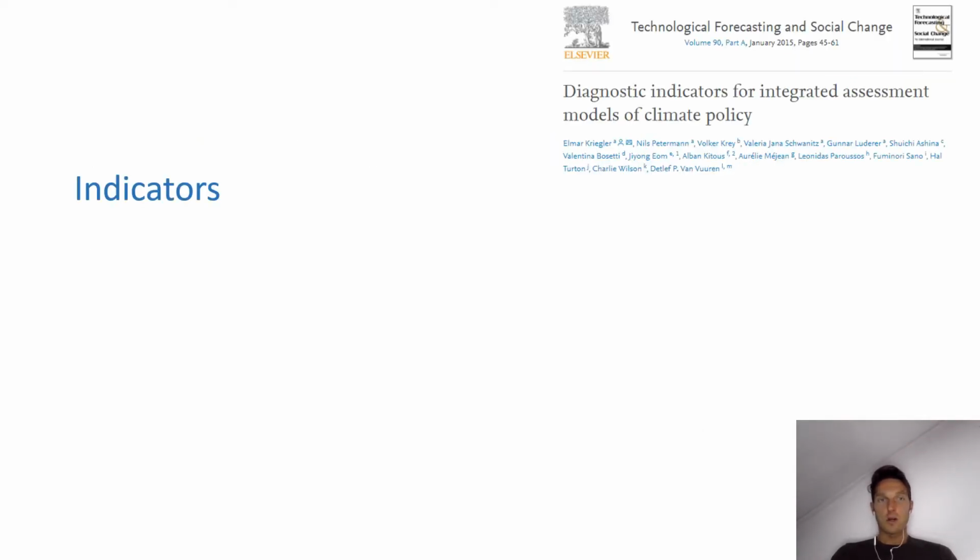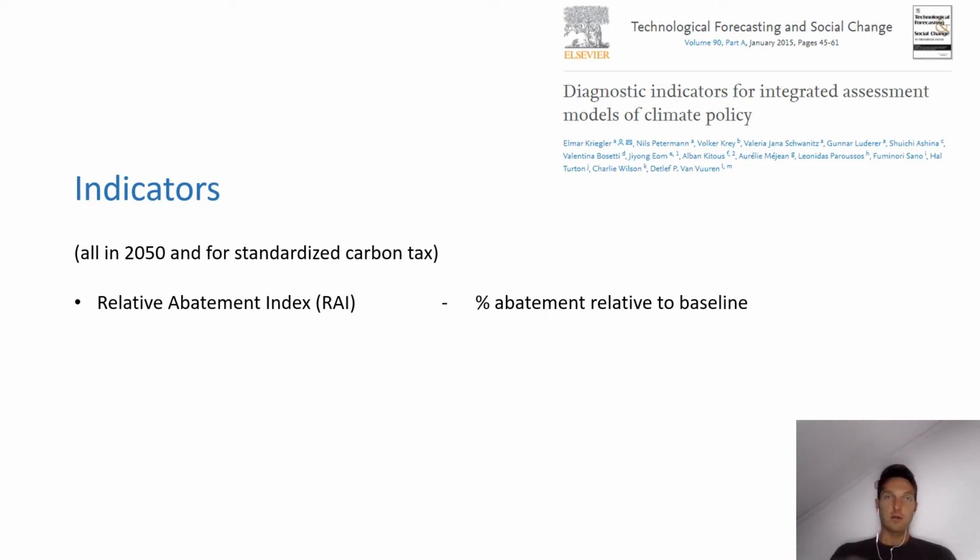And here we also propose a set of indicators that were originally developed by Elmar Kriegler et al., but here we add a few and also propose a few changes to be used as a standardized set also in future studies. And we define those as the effects that we see in 30 years from now, in this case 2050, and also for a standardized carbon tax.